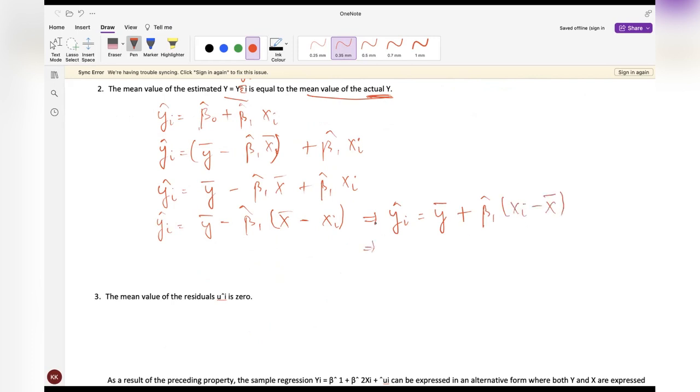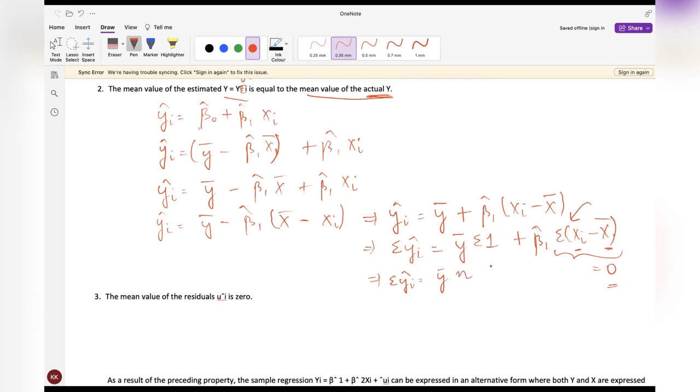Now let's take the summation on both sides. So we will have the summation of yi hat is equal to y bar, because it is a constant, into the summation of 1, plus beta 1 hat into the summation of xi minus x bar. Now this term is 0, because the sum of deviations of actual values from their mean is 0. So we are left with the summation of yi hat is equal to y bar into n, if our sample size is n.